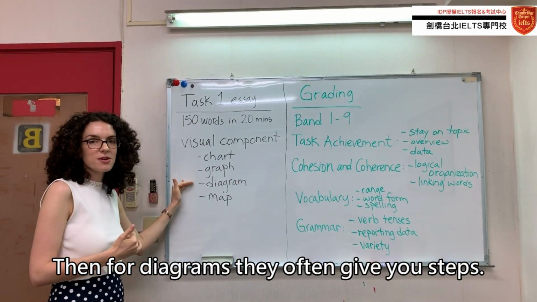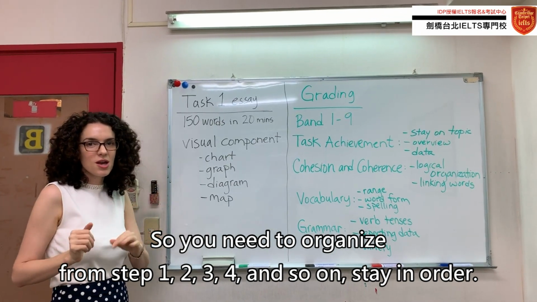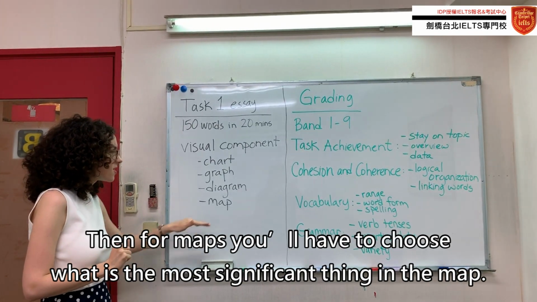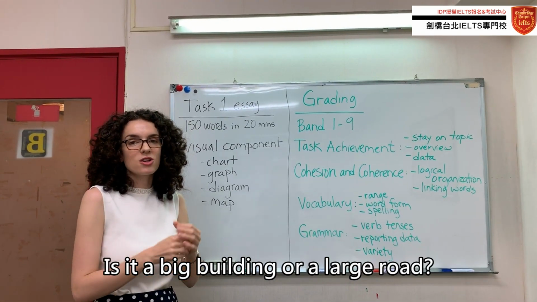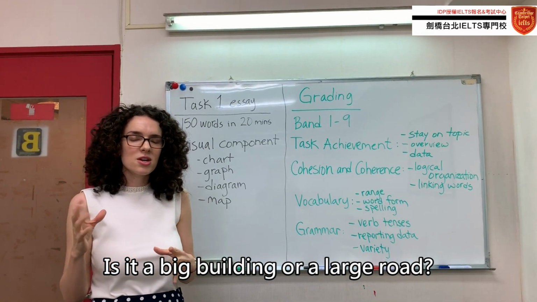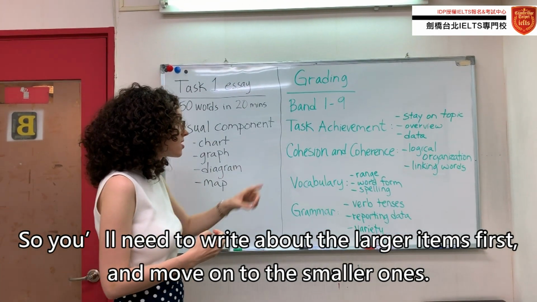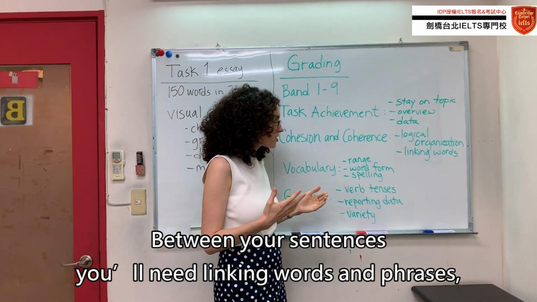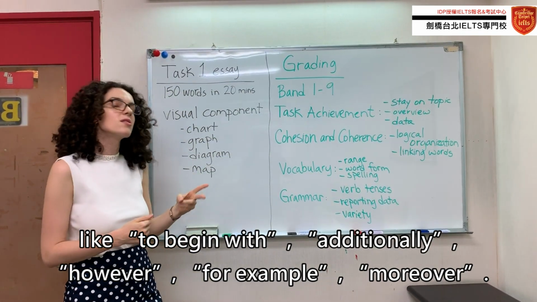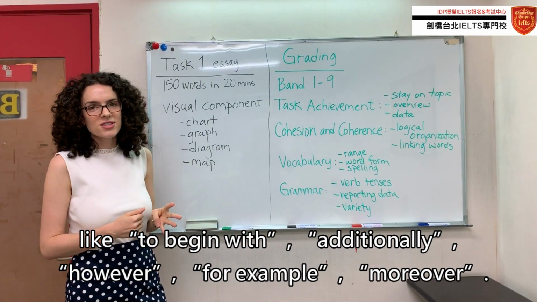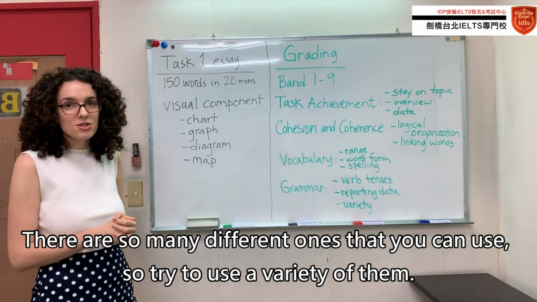And then for diagrams, they often give you steps. So you need to organize from step 1, 2, 3, 4, and so on. Stay in order. And then for maps, you'll have to choose what's the most significant thing in the map. Is it a large building or maybe a main road? So you need to write about the larger items first and move on to the smaller ones. That's your order. So between your sentences, you'll need these linking words and phrases like to begin with, additionally, however, for example, moreover. There are so many different ones that you can use, so try to use a variety of them.